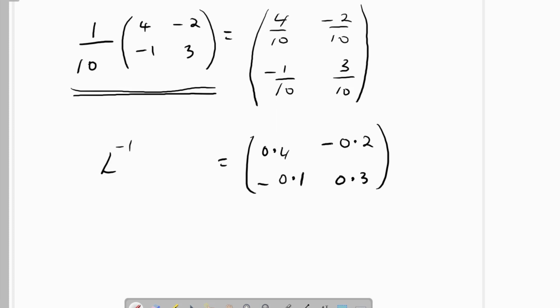In our next video, we're going to use this concept of finding the inverse of a matrix to solve simultaneous equations. We're going to solve simultaneous equations using the matrix method.